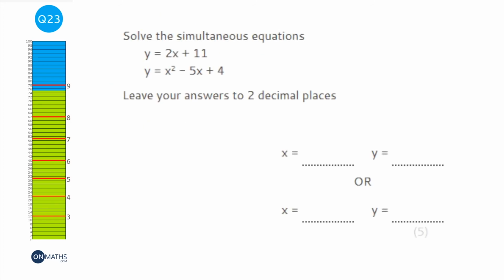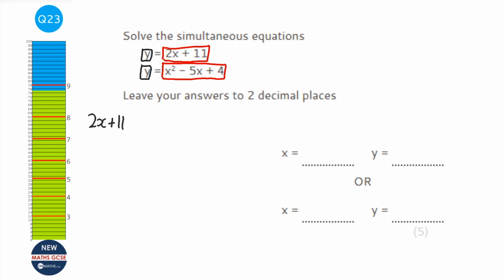Okay, so we've got a linear and a quadratic equation, and the way of doing these is slightly different. If you notice, each equation has this y in, and y is going to be equal in both equations, so what we do is we get the equations equal to each other. So we've got 2x plus 11 equals x squared minus 5x plus 4. Now we can get them equal to each other because y is exactly the same thing. So we're just getting them equal to each other because they both equal y.